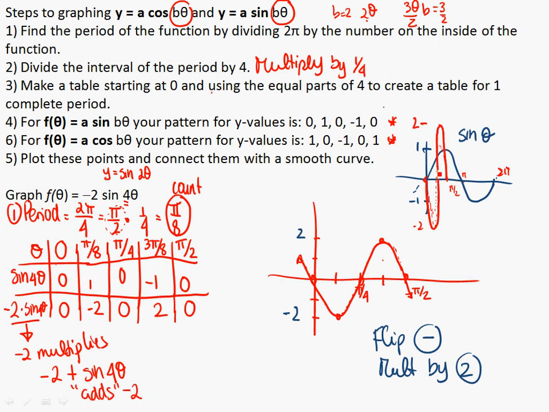Okay? So it changed the period. That means it went faster. It was flipped, and it was multiplied by 2. So 3 transformations.